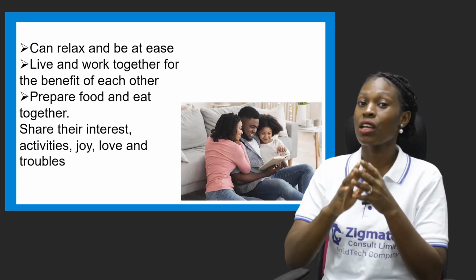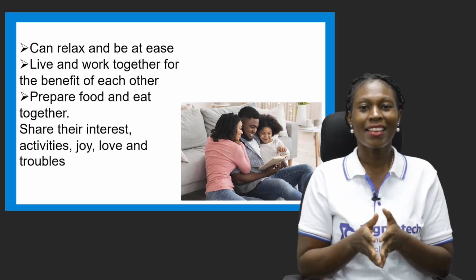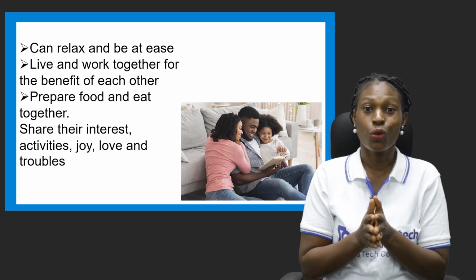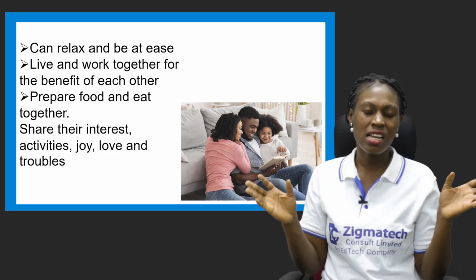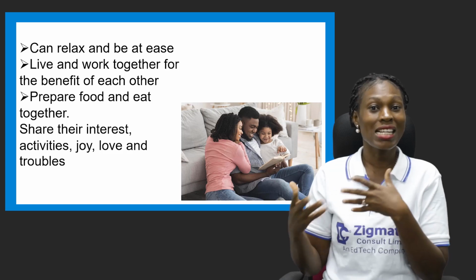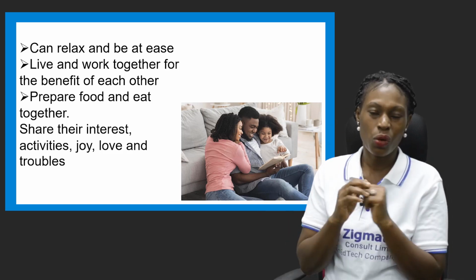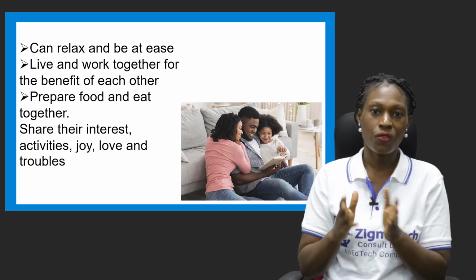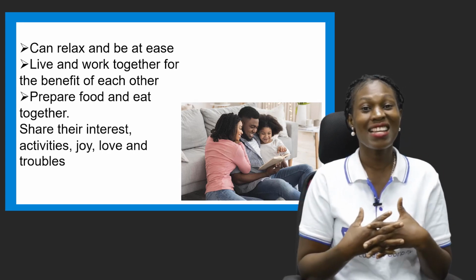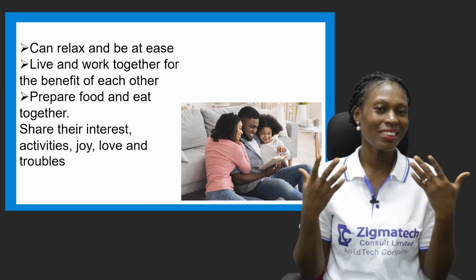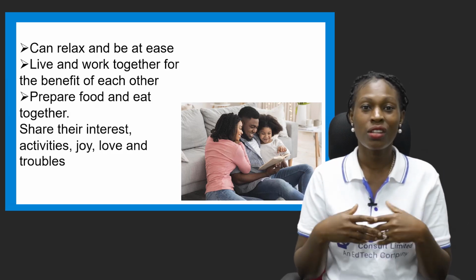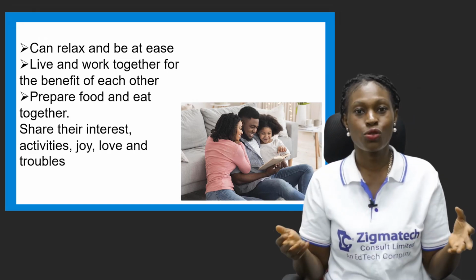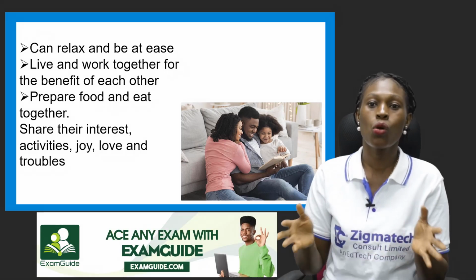Now, the home has a whole lot that is associated with it. Now, a home can be a place where you can relax and be at ease. When you're home, you need to feel at ease. You need to relax and also live and work together for the benefit of each other. That's what a home is all about. They also prepare food and eat as a family. They're happy together, they love each other, they prepare when it's time for dinner, everybody's sitting out and they're eating. Whatever time it is to eat, everybody's sitting out and they're eating. That's what a home is all about.